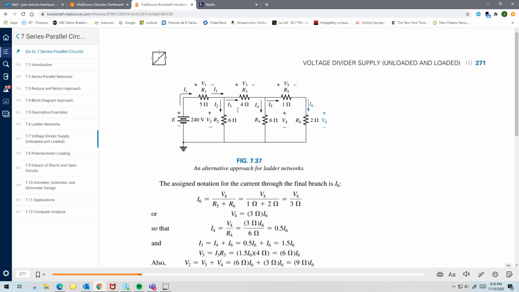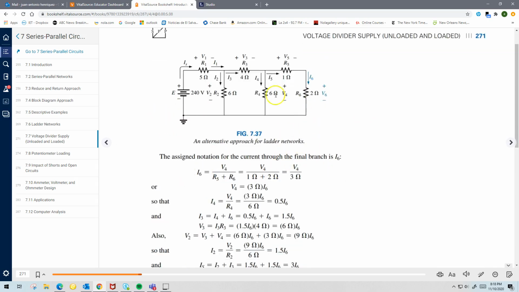again, this is another approach, right? If you look at the circuit, you say, well, if I want to know what I6 is, I know that I6 is going to be equal to the voltage V4, whatever that voltage is, divided by the sum of those two resistors, right? I don't know what V4 is, right? But you're going to go back in the circuit towards the left. Well, again, I don't know what V4 is, but I have an expression for I6 in terms of V4, right?